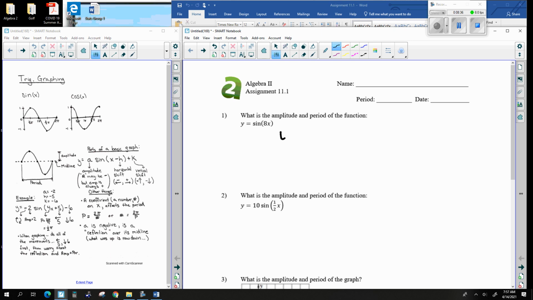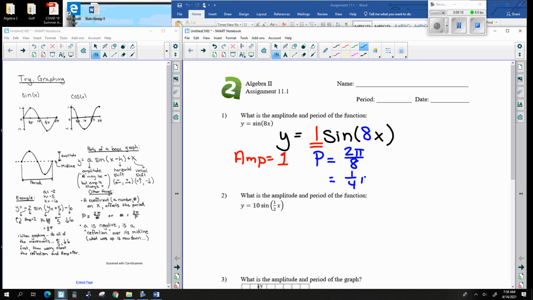So here we have y is equal to sine 8x. What I see is that there's a number 8. There's no number up front, so technically it's a 1. Again, that front number is the amplitude. So I notice that the amplitude of this picture is 1. The period is where I have to do a little bit of math, and it'll be 2 pi divided by that inside number. 2 divided by 8 is 1/4. This is 1/4 pi.